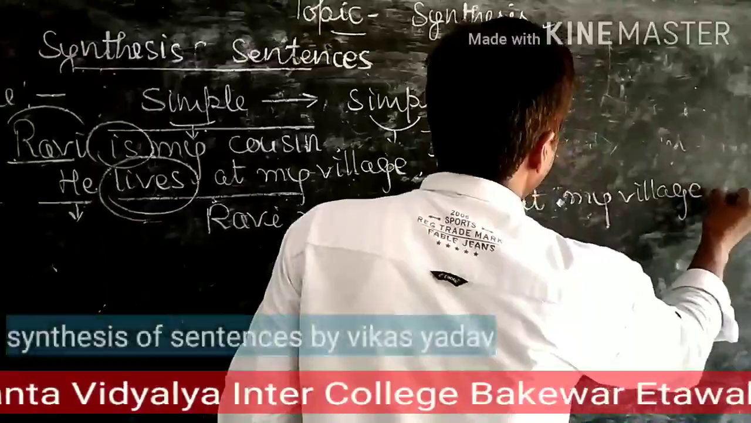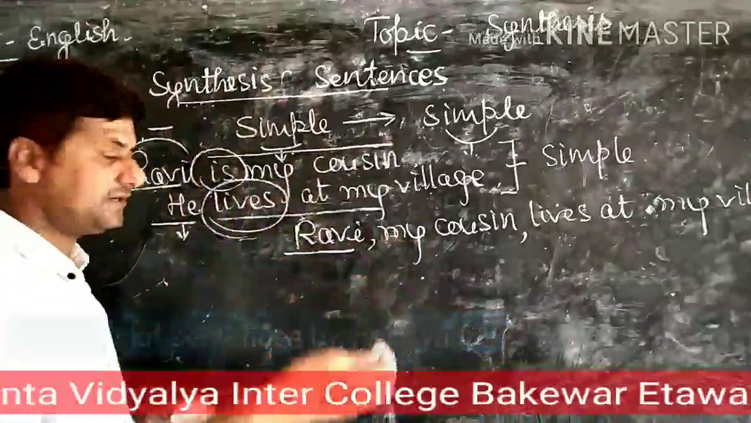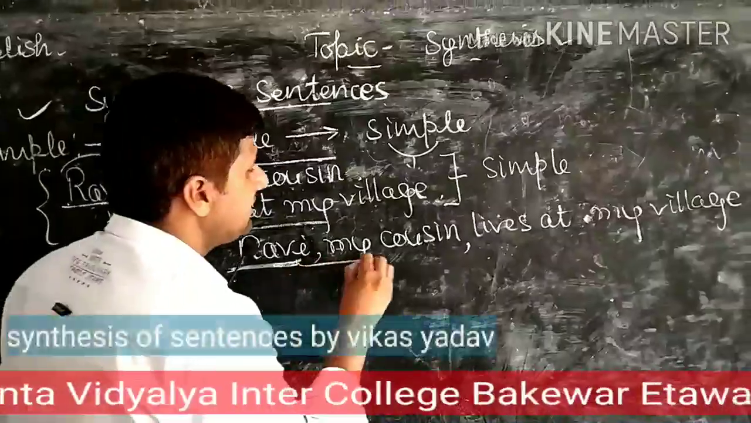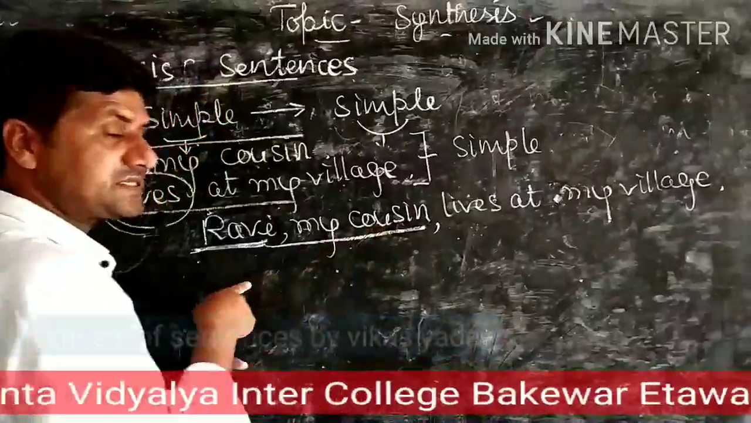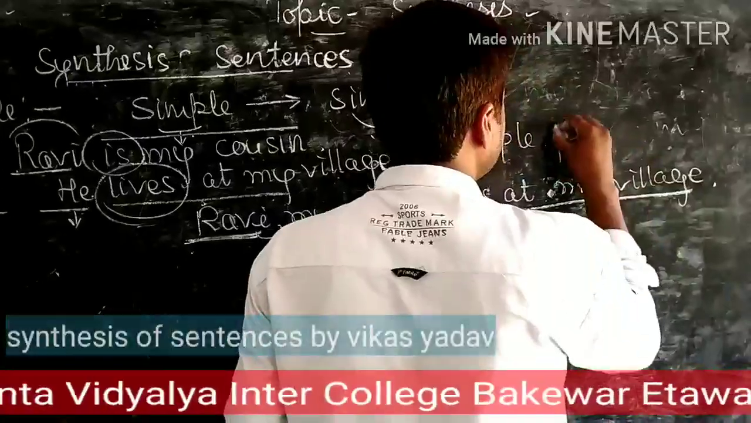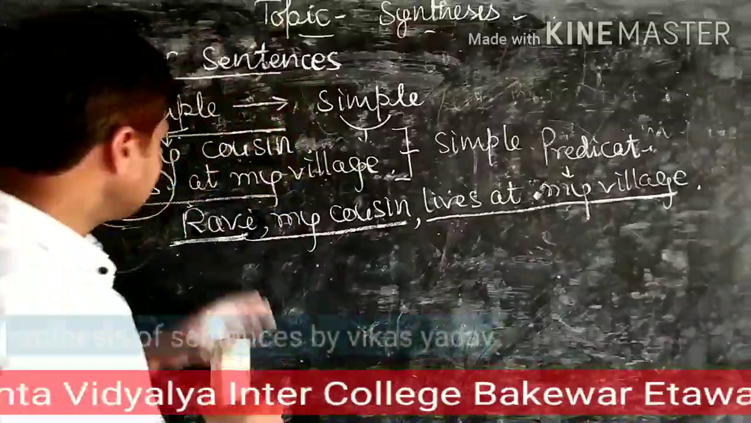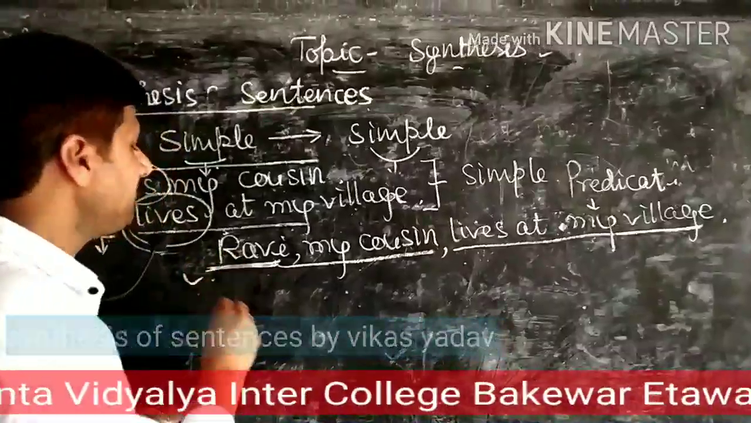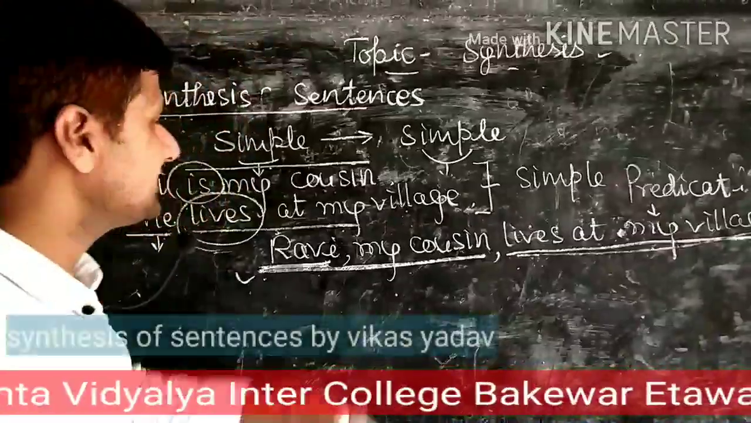In this formation, let me see if there is a single subject and predicate or more than one. Ravi is the subject of the sentence, and Ravi, my cousin, this whole portion is the subject portion. Now, lives at my village is the predicate portion of the sentence. So we understand that this new sentence is also a simple sentence because there is only one pair of subject and predicate in this sentence. So we can say this is a simple sentence.